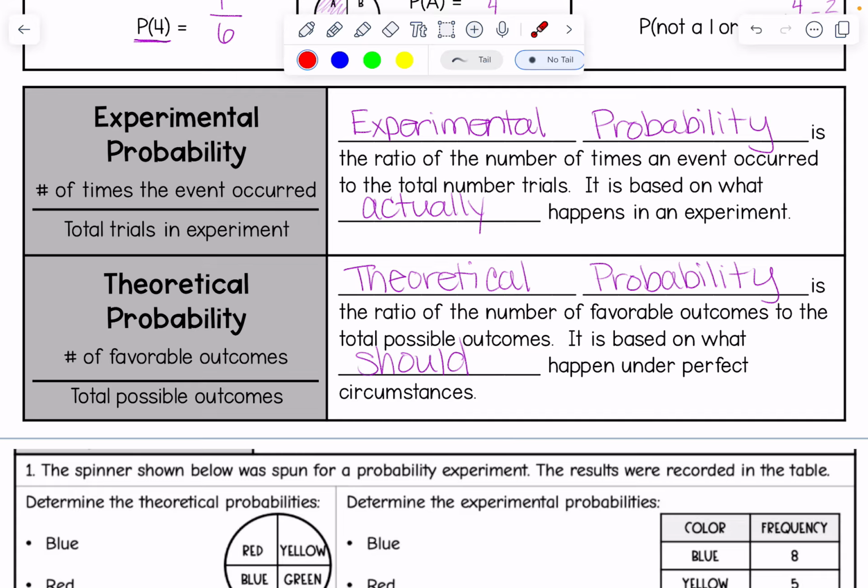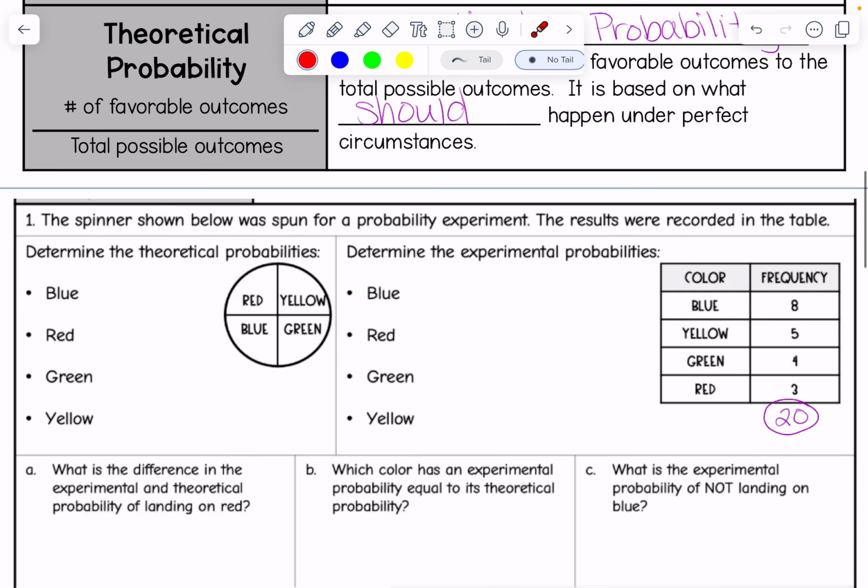Theoretical probability is what should happen under perfect circumstances. This is like our simple probability, just the number of favorable outcomes over the total possible outcomes. So for number 1 here, it says the spinner shown below was spun for a probability experiment. The results were recorded in the table.